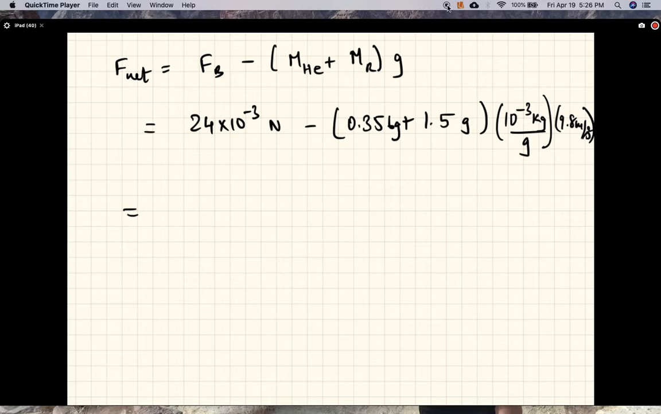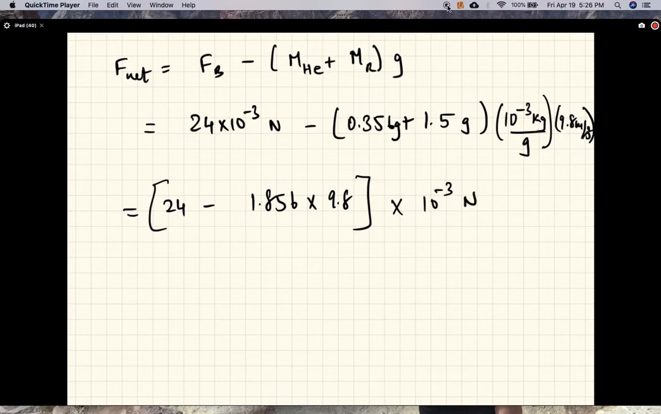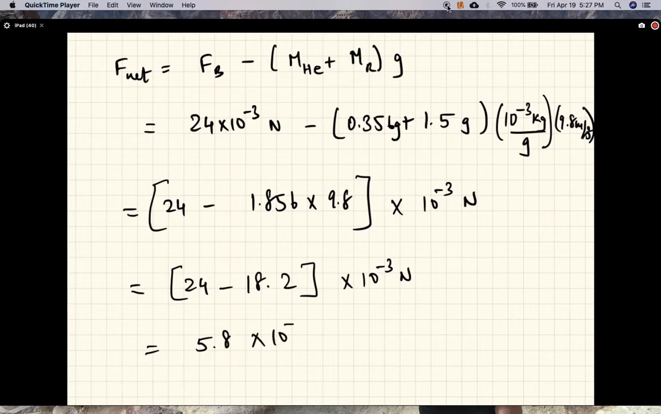Okay, we'll keep this 10 to the minus 3 common. So it's 24 minus, and this plus that is 1.856, into 9.8, into 10 to the minus 3 newtons. So it's equal to 5.8 into 10 to the minus 3 newtons.